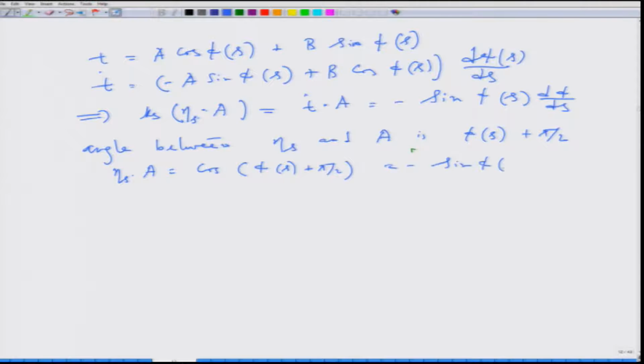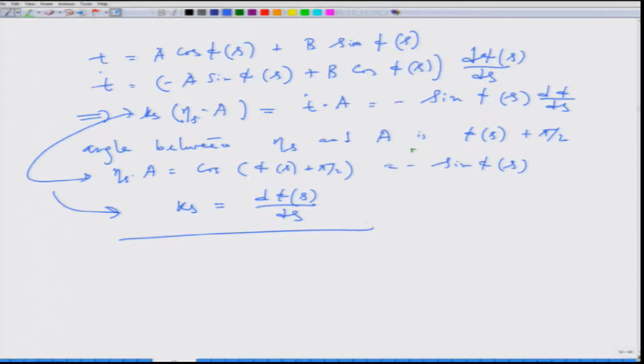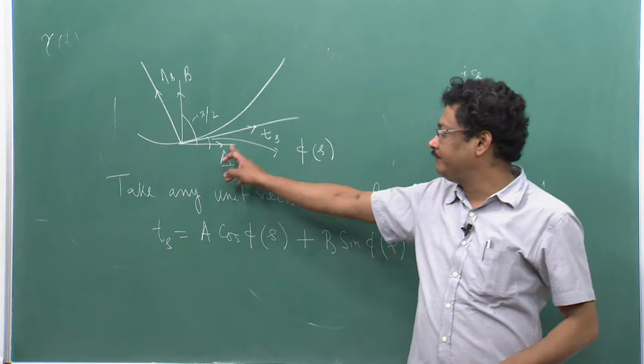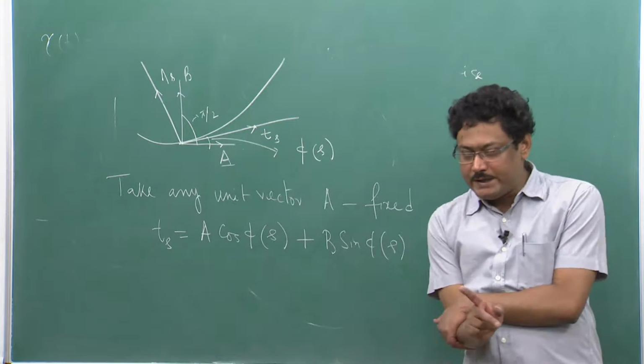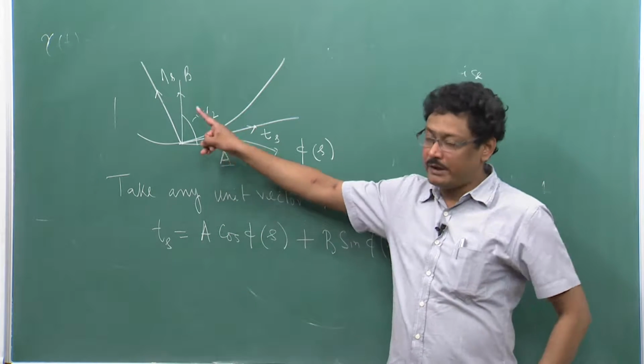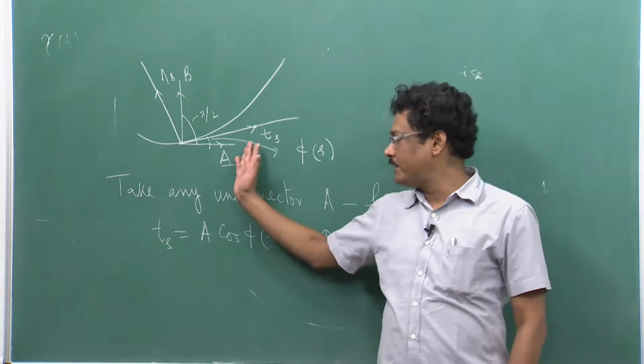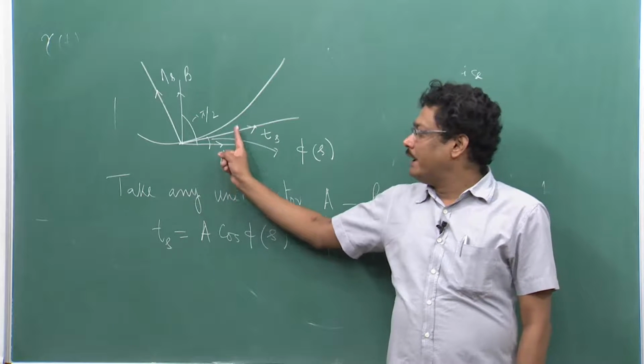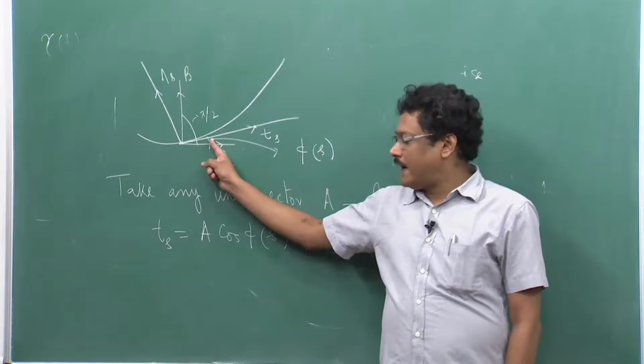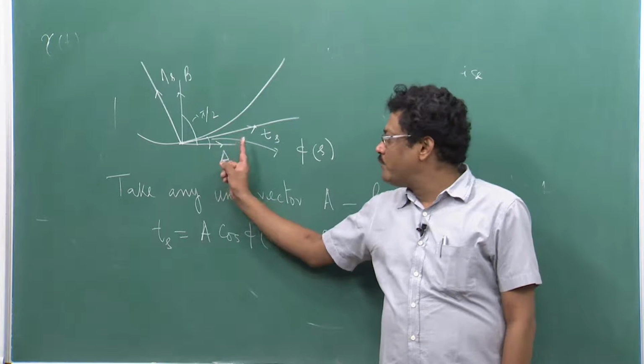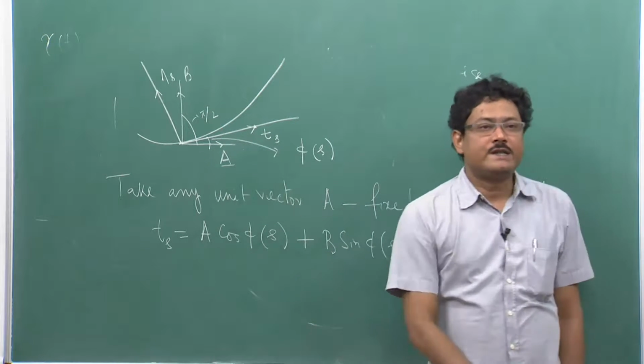sin phi s. So if you combine these two equations, what you get is K s equal to d phi s ds. What does it mean? It means if you take any unit vector, the sine curvature is the rate of change of the angle phi through which you must move A to make it parallel with T s.